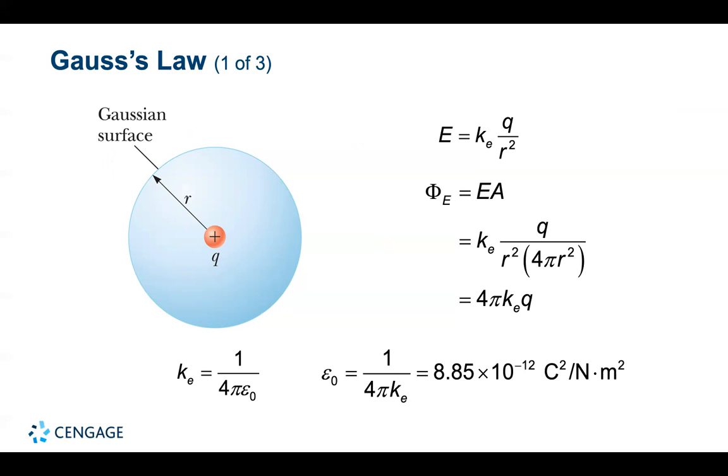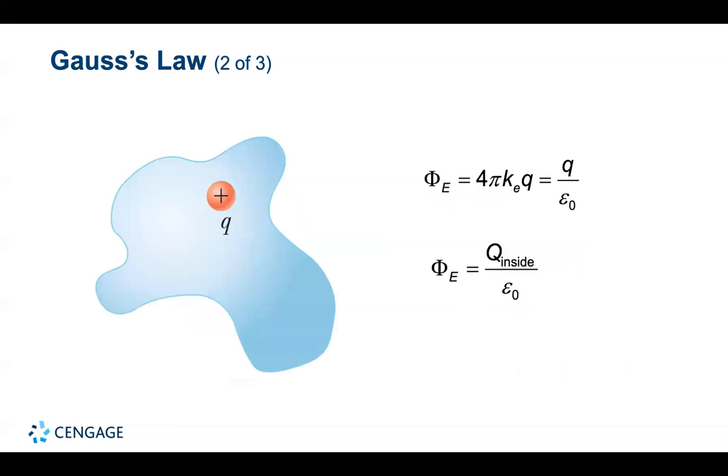The electric flux through the surface is simply EA, where A is the surface area of the sphere. It's sometimes convenient to express KE in terms of another constant. The constant epsilon zero is called the permittivity of free space and has the value shown. The use of KE or epsilon zero is strictly a matter of taste, and so you can choose which one you might want to consider.